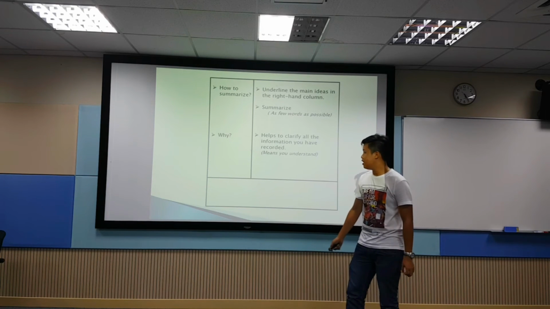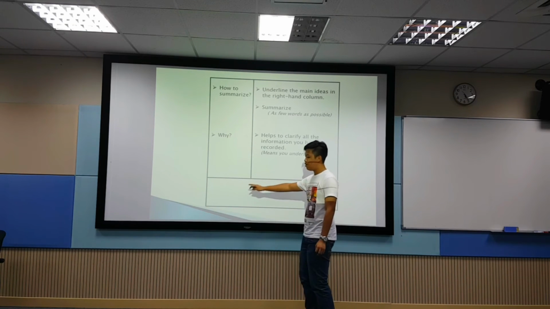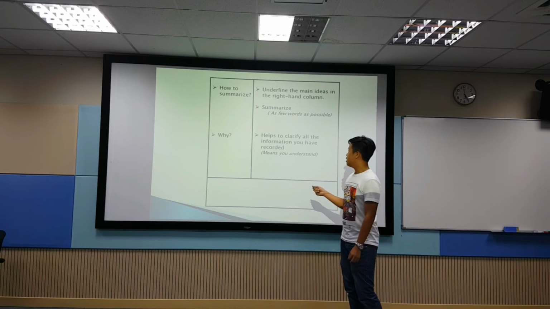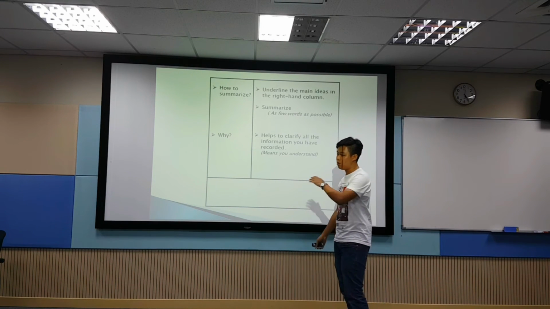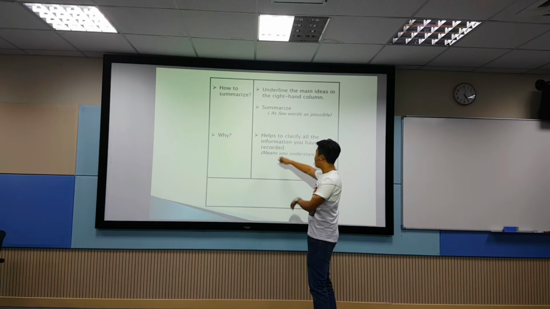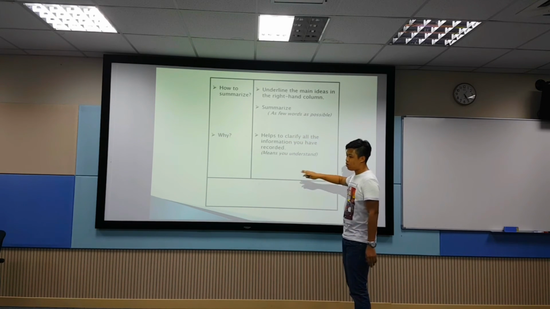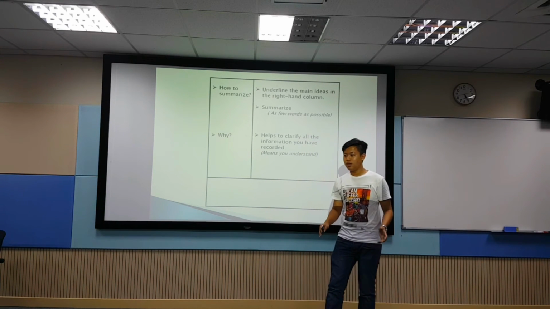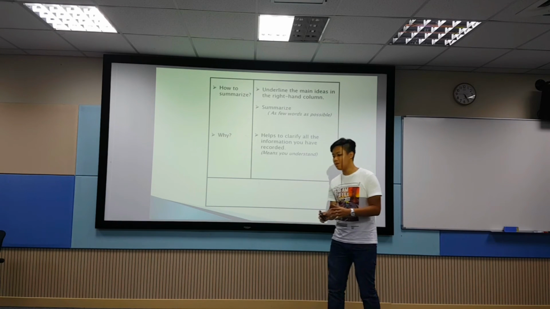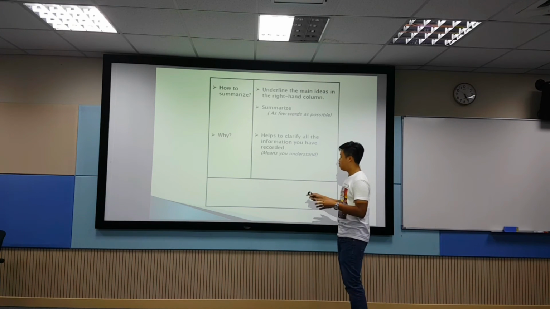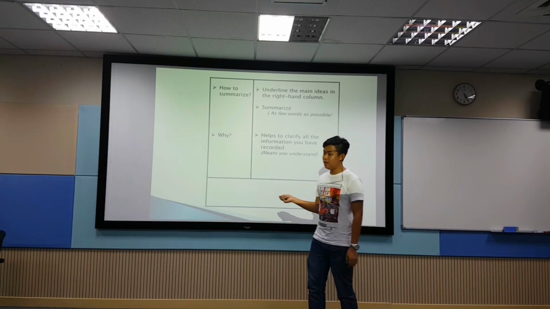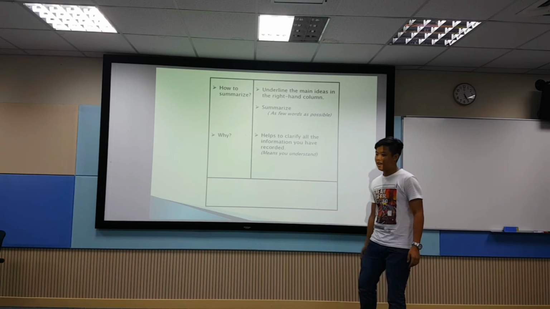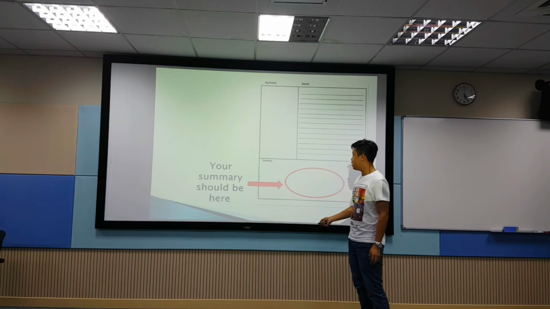Next, summary. The summary would be in the last, final section of the note-taking page. How do we summarize? We could underline the most important information in the right-hand column and try to summarize it. When summarizing, we should use as few words as possible so it won't get complicated. Why should we do the summary? It helps us further clarify and understand the information that has been recorded, and the summary should be placed here.